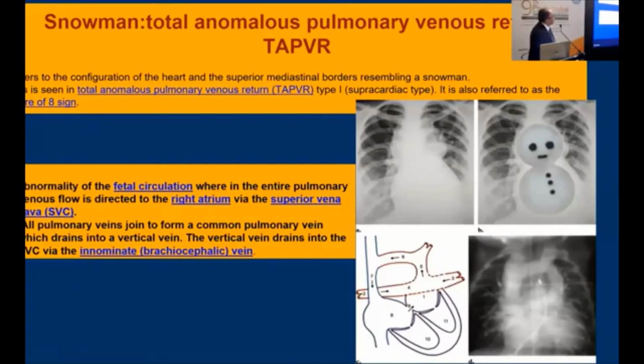Snowman sign, which represents the total anomalous pulmonary venous return.